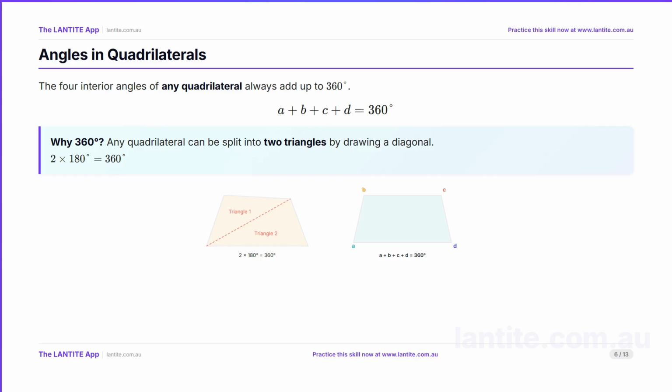The four interior angles of any quadrilateral add up to 360 degrees. Why? Because you can split any quadrilateral into two triangles by drawing a diagonal. Each triangle has angles summing to 180 degrees, so the total is 2 times 180, which equals 360 degrees. This works for rectangles, parallelograms, trapeziums, and irregular quadrilaterals alike.